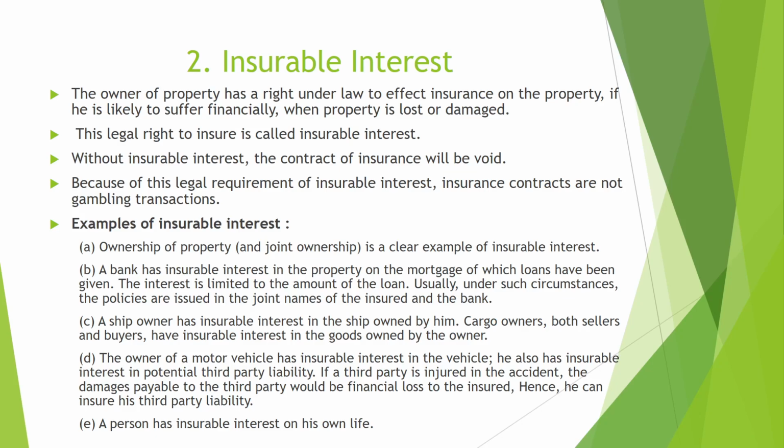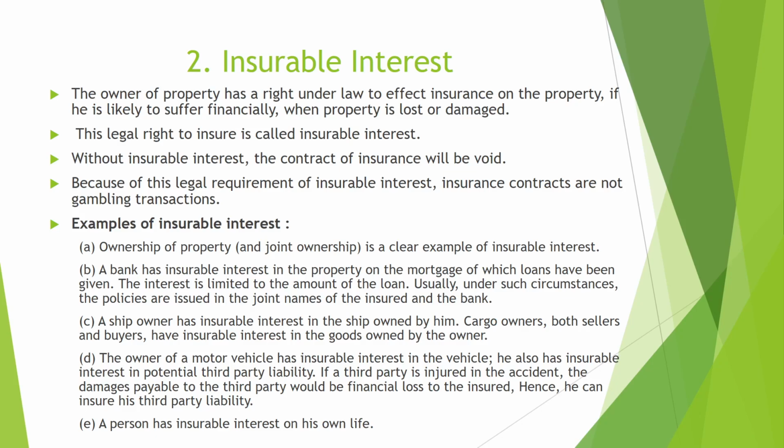First is ownership of property. This is a clear example of insurable interest. A bank has insurable interest in the property on the mortgage of which loans have been given. So banks also have insurable interest. The interest is limited to the amount of the loan. So it is not like an owner, but the interest is limited to the amount of the loan. Usually under such circumstances, the policies are issued in the joint names of the insured and the bank.